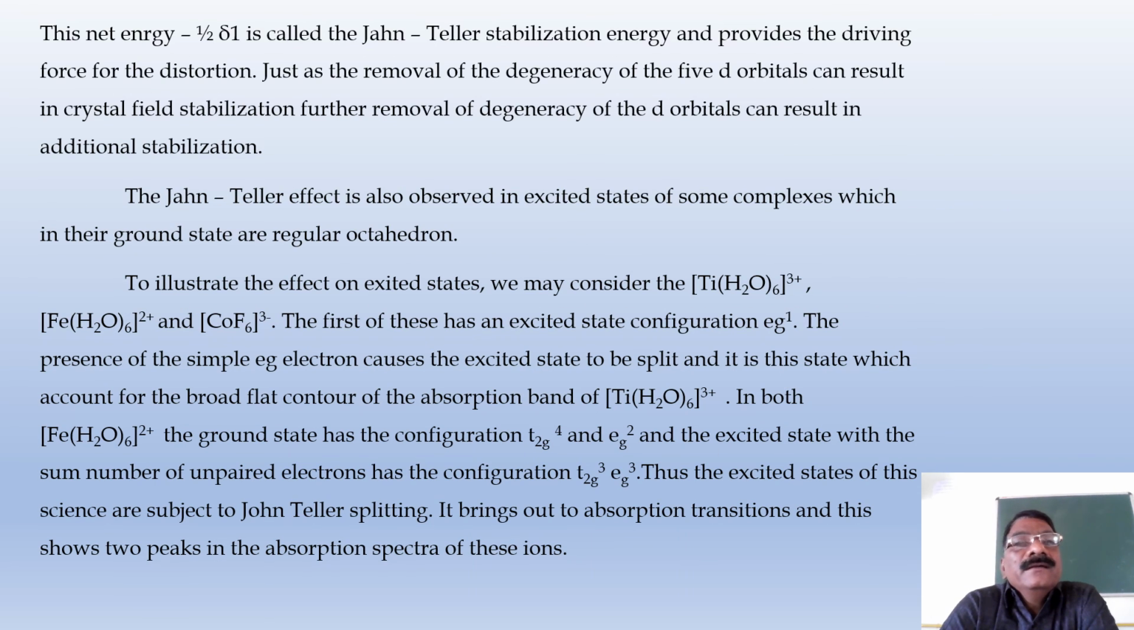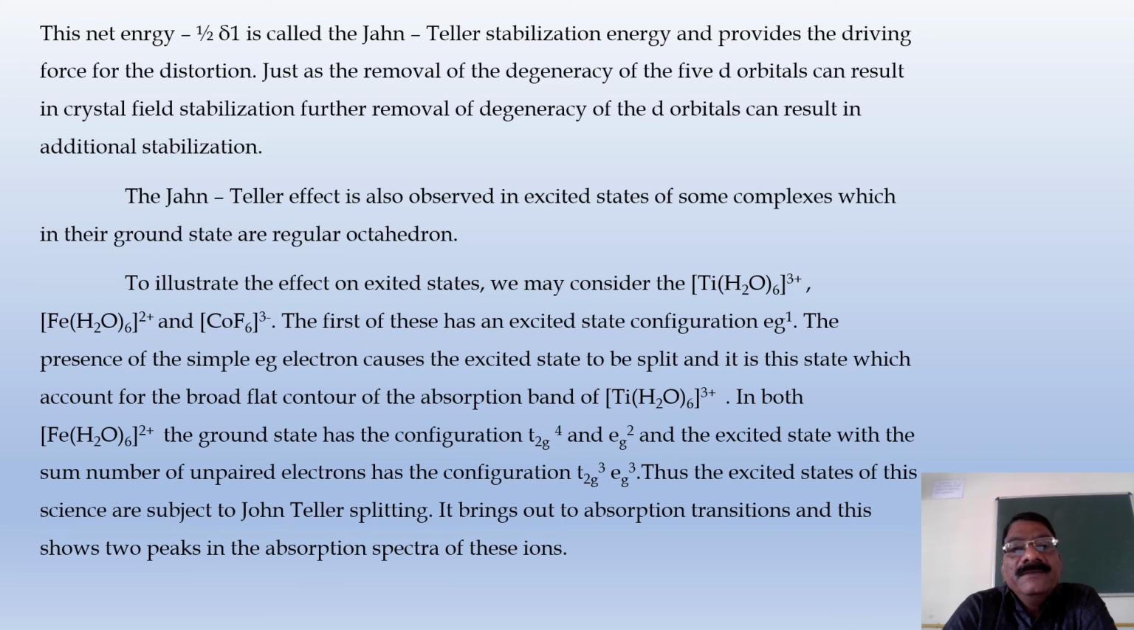This net energy, minus 1/2 delta 1, is called the Jahn-Teller stabilization energy and provides the driving force for the distortion. Just as the removal of the degeneracy of the 5 d orbitals can result in crystal field stabilization, further removal of degeneracy of the d orbitals can result in additional stabilization.